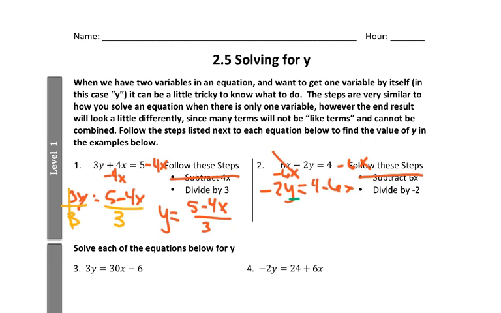For our next step, we're going to divide both sides by negative 2. And y equals 4 minus 6x divided by negative 2. If you already know where I'm going with this, you can take that a step further. This will simplify to be something much prettier by tomorrow.